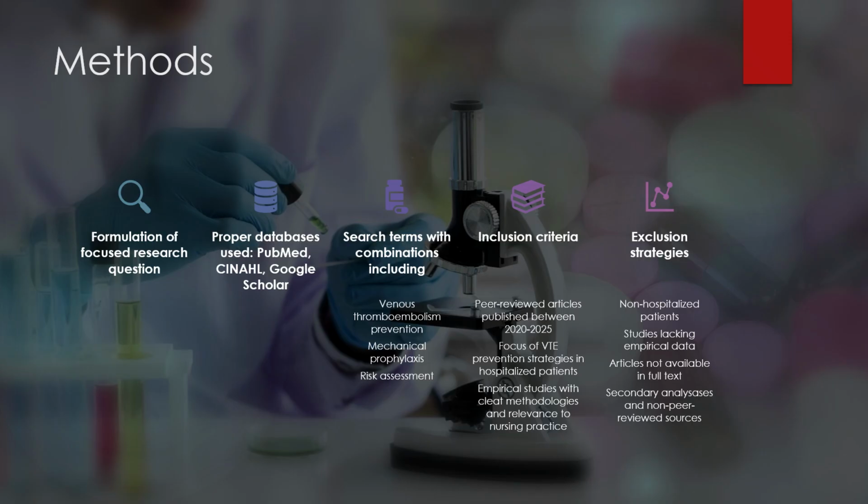The methods used for literature search began with a focused research question, which focused on interventions highlighting evidence-based guidelines in clinical practices. Proper databases such as PubMed, CINAHL, and Google Scholar were used to find relevant studies on VTE prevention. Search terms included combinations of venous thromboembolism prevention, mechanical prophylaxis, and risk assessment, as well as others based on findings. Inclusion criteria consisted of peer-reviewed articles published in English between 2020 and 2025.